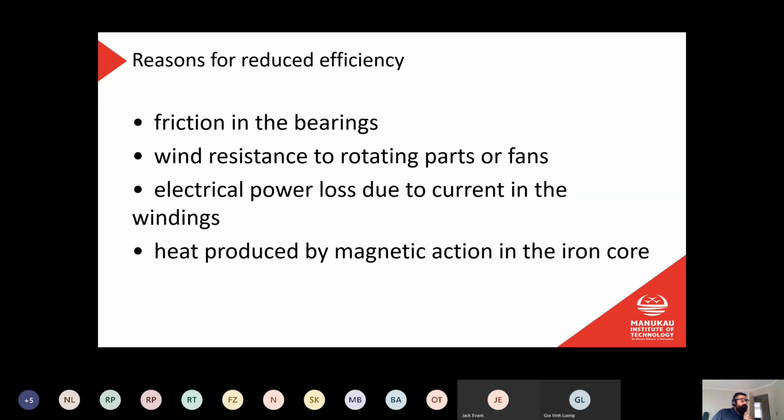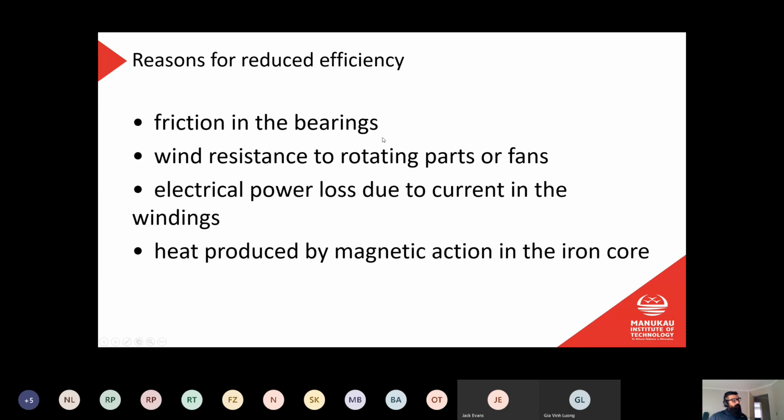All right, so reasons for reduced efficiency. Obviously everything by its nature will have an efficiency less than 1, but some things will be more efficient than others, and some things the efficiency will reduce over time. So if we're finding that our machine is getting a reduced efficiency to what it should have, then we want to have a look at a few of these things here.